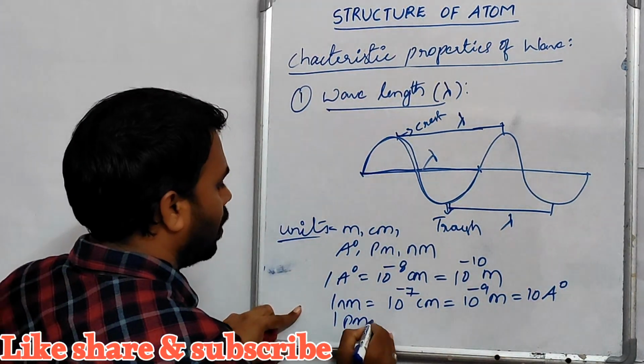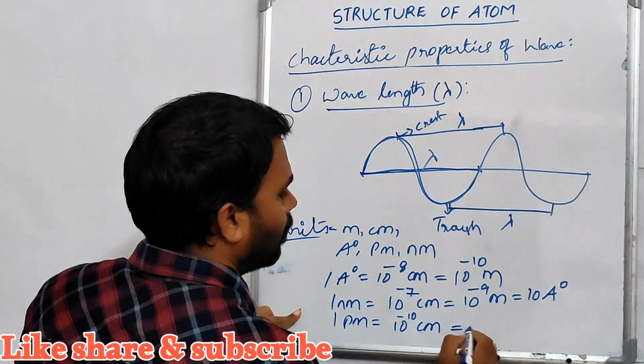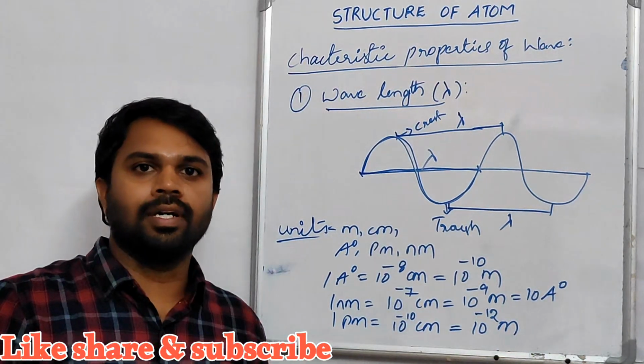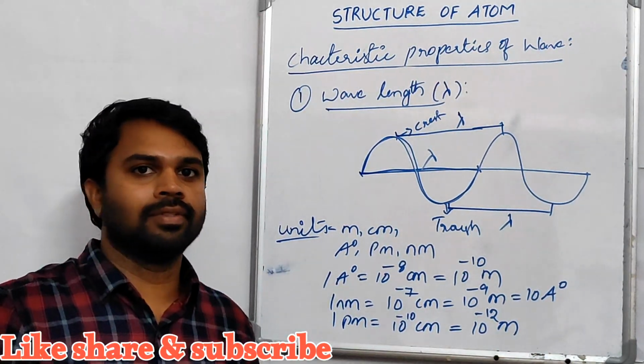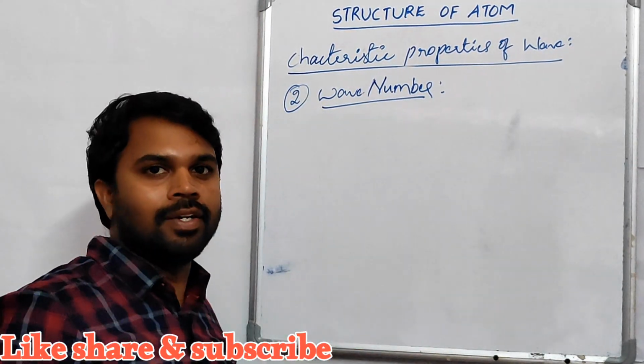1 picometer is equal to 10 to the power of minus 10 centimeters. That equals 10 to the power of minus 12 meters. These conversions are useful for problem solving. Now come to the second one, wave number. It is indicated with nu bar.